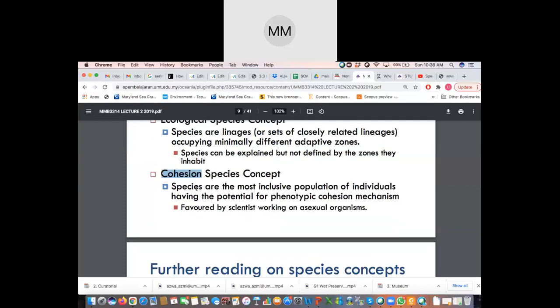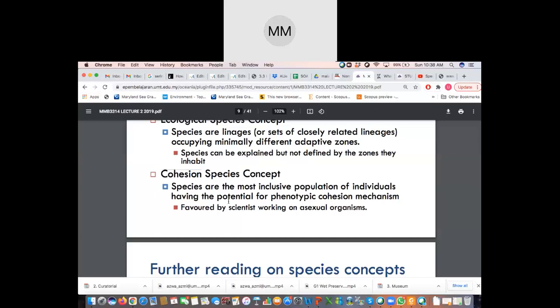Good. Okay. Cohesion species concept. Species are the most inclusive population of individuals having the potential for phenotypic cohesion mechanisms. Now, a lot of you might be cracking your head. What about cohesion? Cohesion is the most inclusive group of organisms. They have the potential for genetic or demographic exchangeability, meaning to say that the group is so inclusive that they can actually exchange genetic traits. A group of these organisms has the potential for phenotypic cohesion through intrinsic mechanisms.